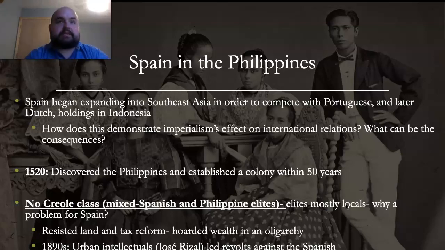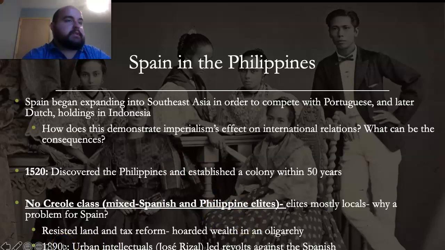Since the elite class doesn't have as many direct ties to Spain, the wealth is actually going to stay fairly local and not as much of it's going to be going back to Spain. For example, these local elites resisted land and tax reform. They didn't want this money to spread across the colony or to go back to Spain. They hoarded the wealth in a local oligarchy.